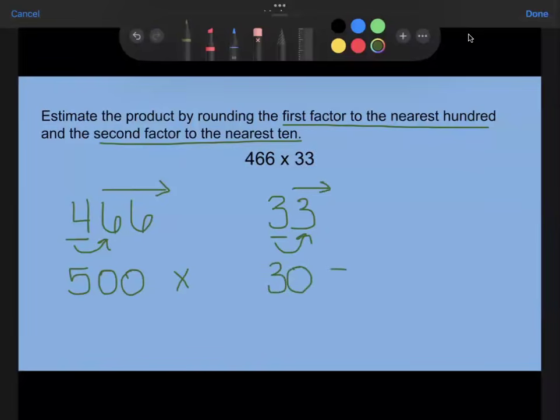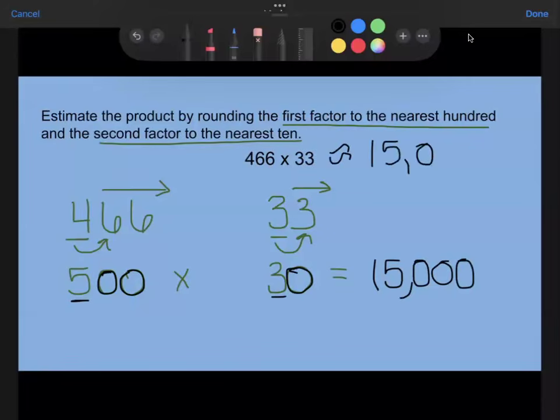So my estimation can be found when I multiply 500 times 30. So I'm going to focus on 5 times 3, which is 15. And then I'm going to add all the zeros from the problem to the end of the 15. 1, 2, 3. So that would be 3 zeros. So that means 466 times 33 is about 15,000. It's not exactly 15,000, but that's about where it should be.